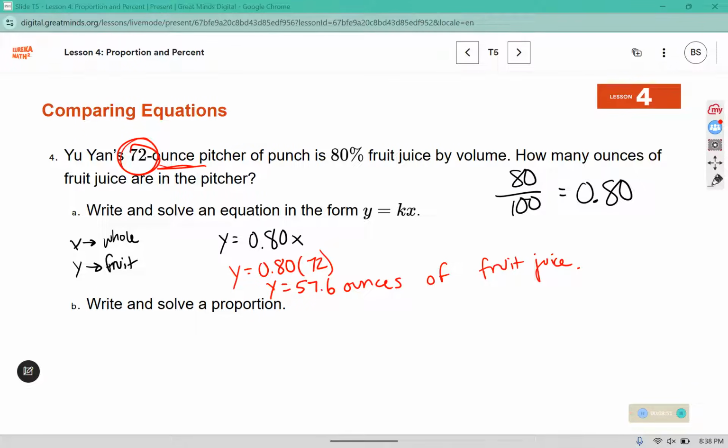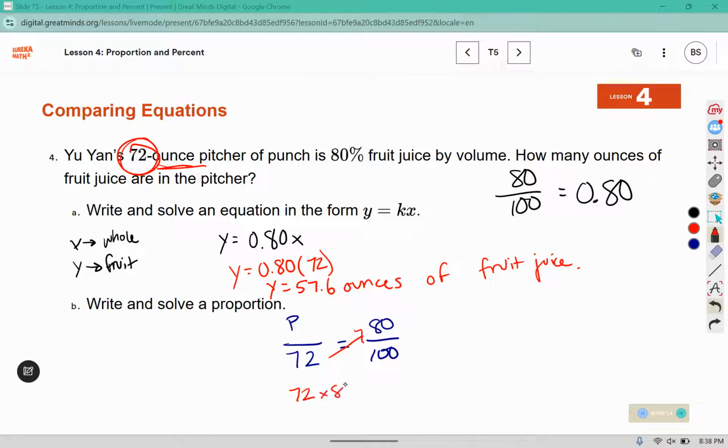In part B, it asks us to use the proportion. So part over whole equals percent over 100. Here the percent is 80%. The whole punch has 72 ounces in it. Then we will cross multiply and divide by the number we haven't used yet. And that also comes out to 57.6 ounces of fruit juice.